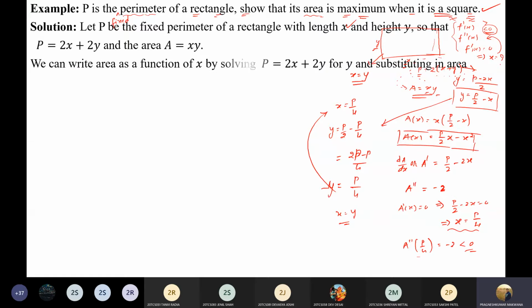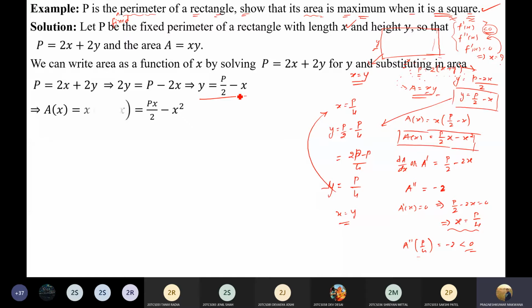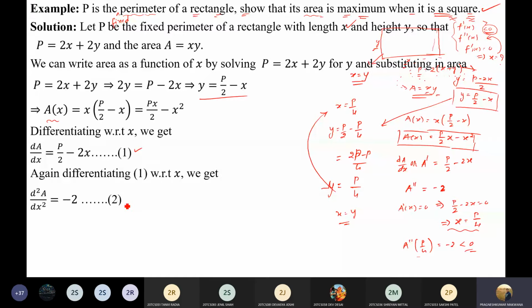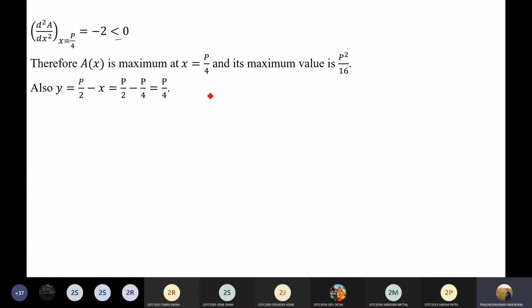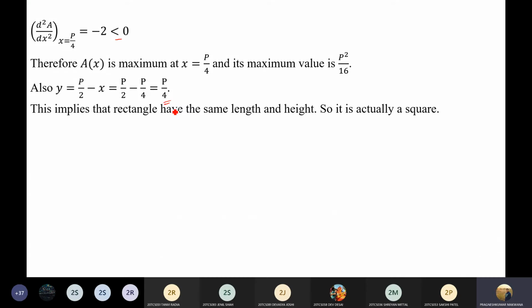Area, you can see that write down p in the form of y. Yes, this is a value of y. Find out area in terms of x. Differentiating, again differentiating, you obtain this equation number 1, equation number 2. And for maxima and minima, we can take dA by dx is equal to 0. So the value of x is equal to p by 4. And at this point, which one is greater than or less than 0? And the value of y is p by 4. So both are same. So you can see that this is a square.